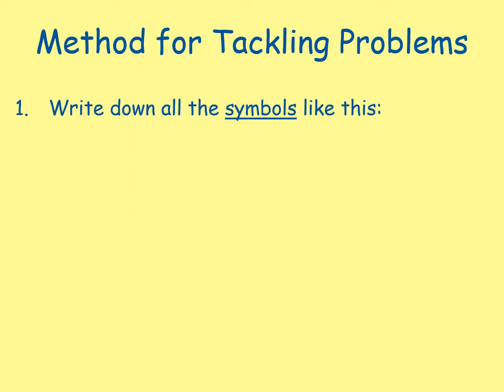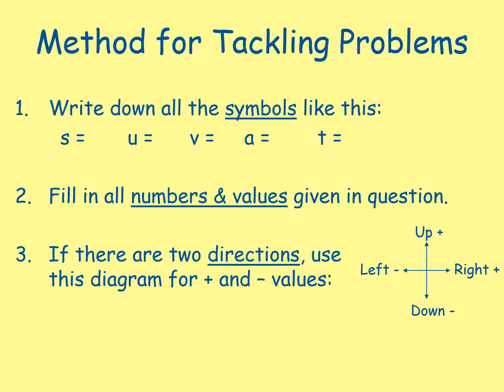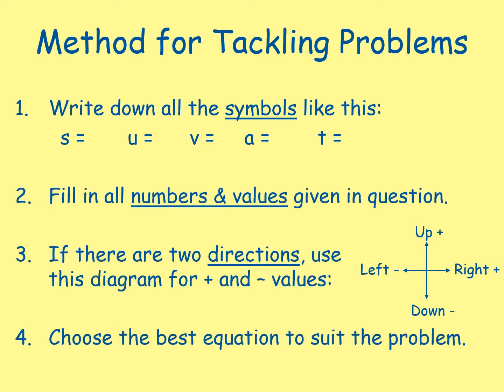The method for tackling problems is: first, write down all of the symbols; second, fill in all your numbers and values given in the question; third, if there are two directions, use this diagram for positive and negative values. If we're moving right or up, it's positive. If it's moving left or down, it's negative. And fourth, choose the best equation to suit the problem.